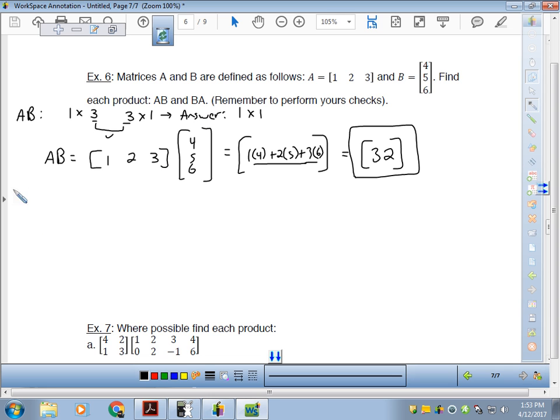Then they ask us to find BA. Well, for BA, we have to do our check again. So matrix B is a 3 by 1, 3 rows, 1 column. Matrix A is a 1 by 3. So if we check these, are these inner numbers the same? Yeah, they are the same. So since they're the same, we can tell that our answer will have these outer numbers as its size, so it will be a 3 by 3.